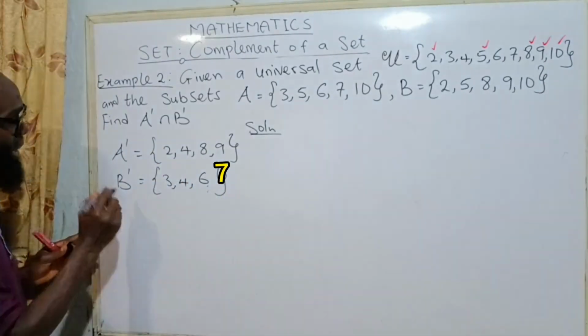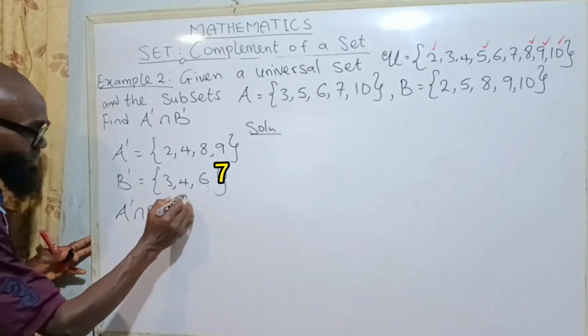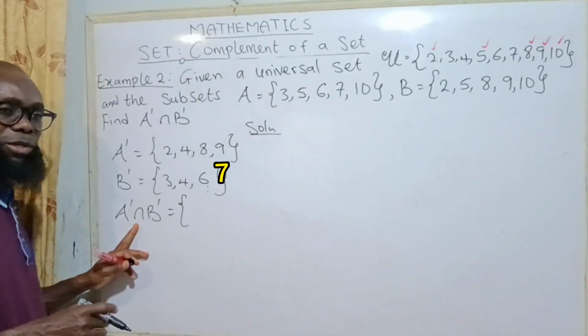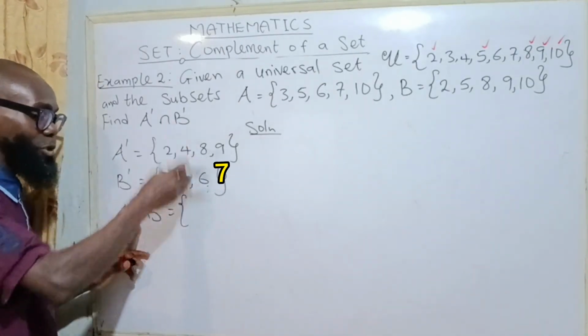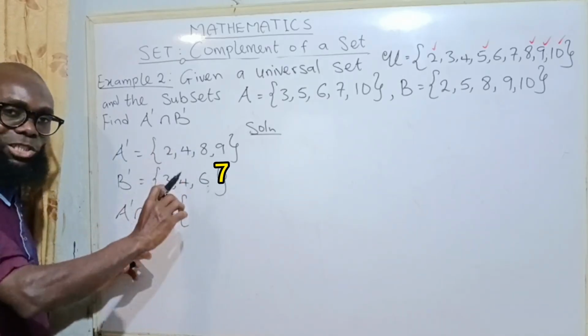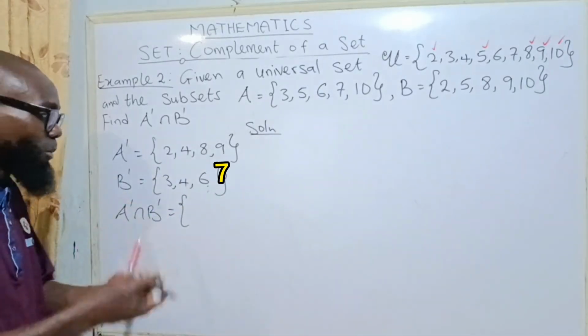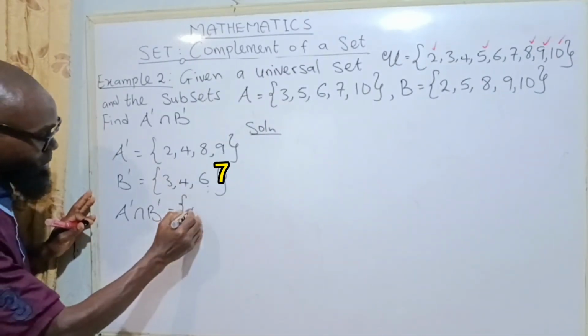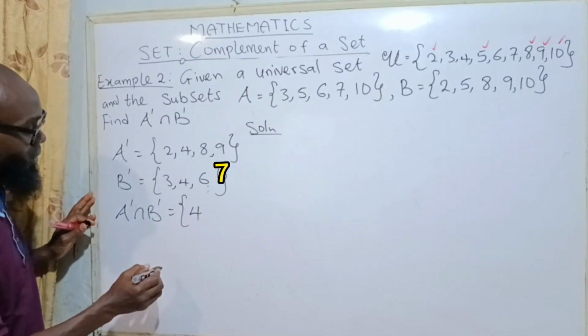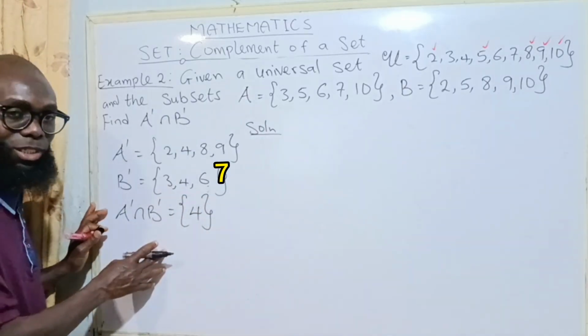Now, we find A complement intersection B complement. Don't forget the meaning of intersection, meaning what is in between. Don't forget what they call intersection. What can be found in both, what they have in common. They have 4 in common. What again do they have in common? Nothing. So 4 is the only one they have in common. So this is how to do this.